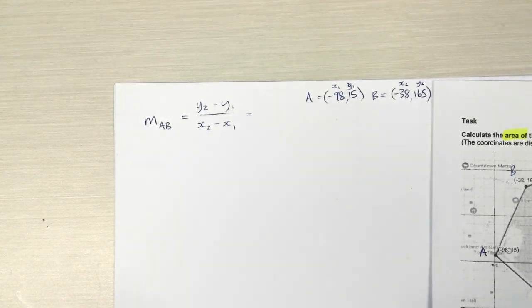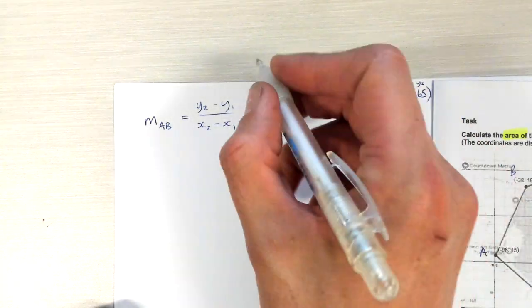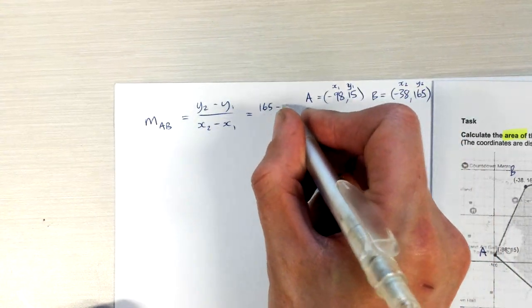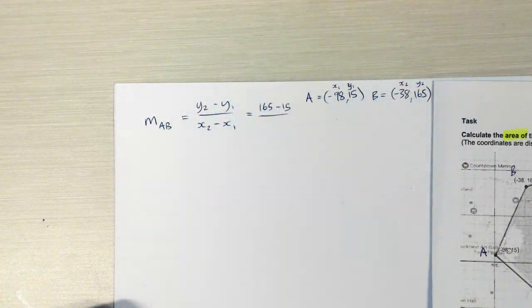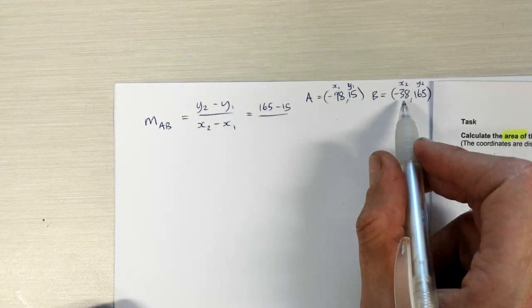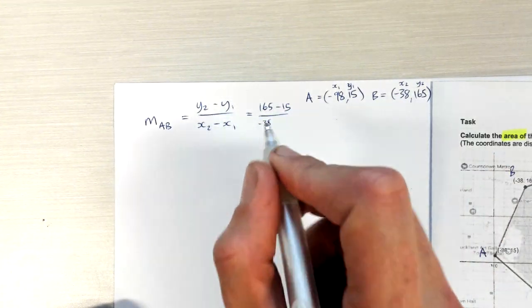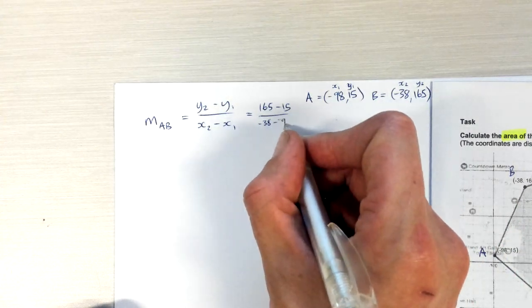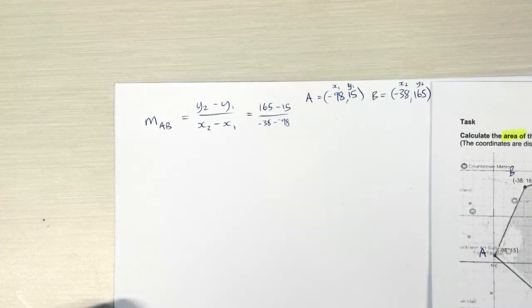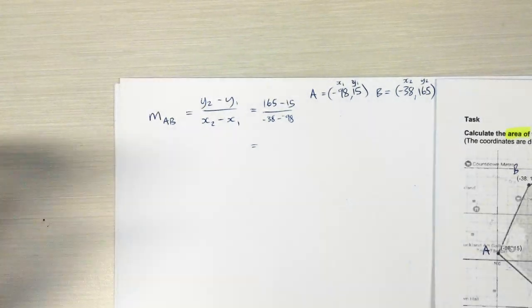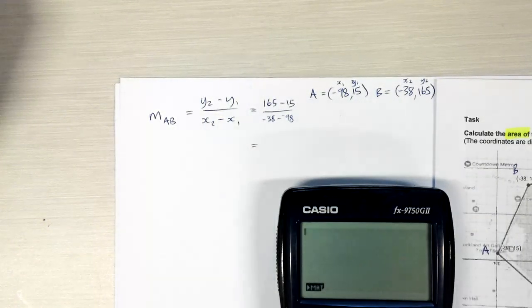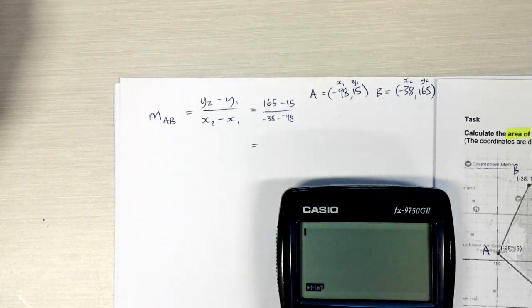Meh, that'll do. Okay, so we get y2, which is 165, minus y1, which is 15, over x2, which is negative 38, minus x1, so that's minus negative 98. So honestly, if you're in the internal, don't try to do these in your head, and don't worry too much about negatives and positives being done in your head either. Just do them on the calculator and then you're safe.